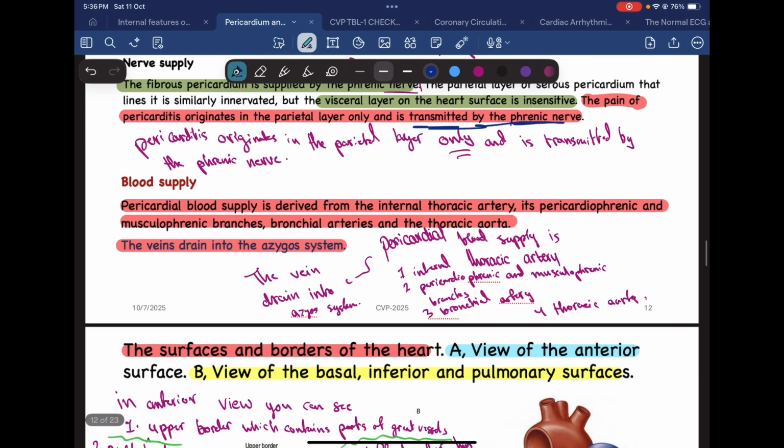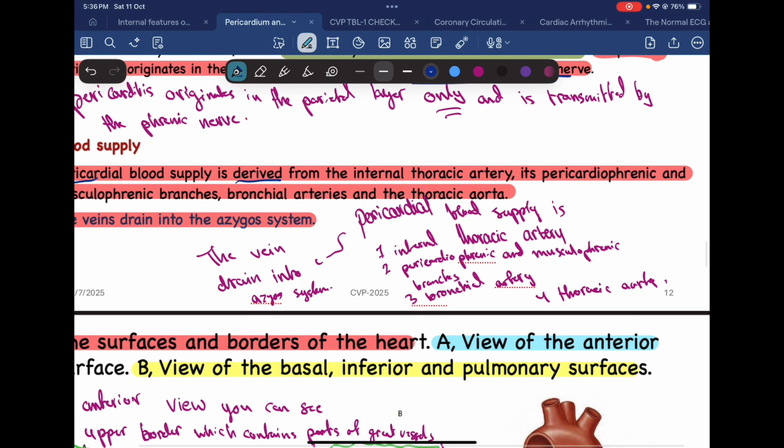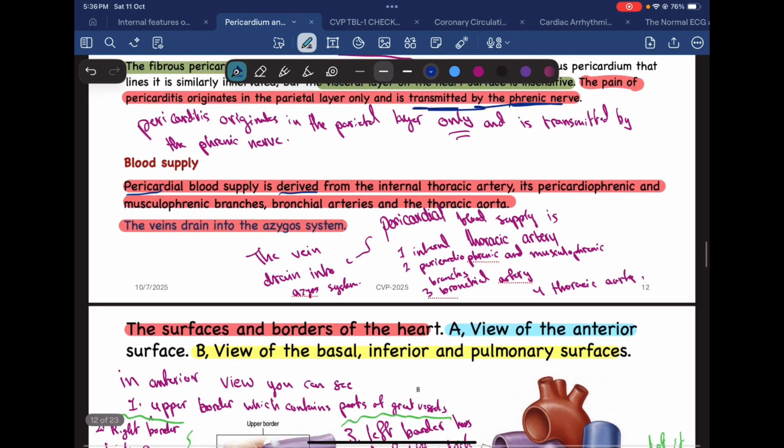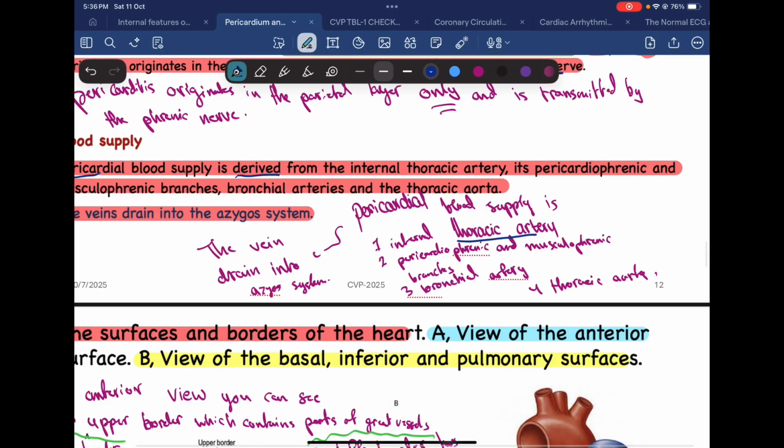Now we're going to talk about the blood supply. The pericardial supply is derived from multiple places. Now let's do mine instead of this boring text. It's supplied by the thoracic artery, the pericardiophrenic and musculophrenic. They're basically branches of the thoracic artery, if I'm not mistaken, but they're branches of them. Also the bronchial artery and the thoracic aorta.